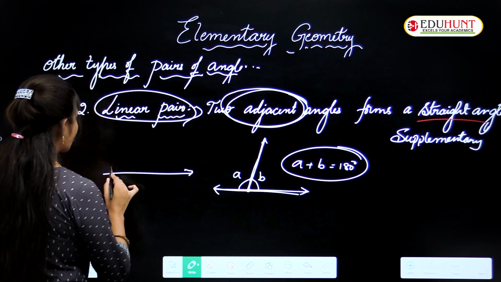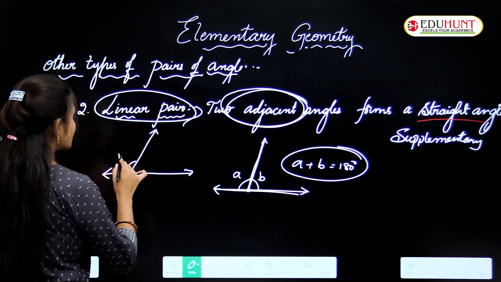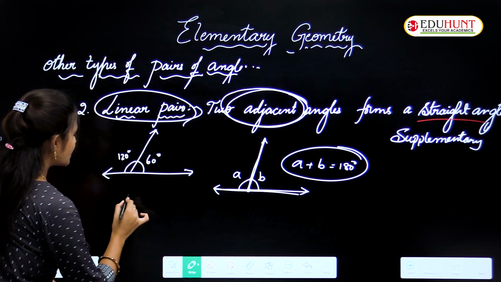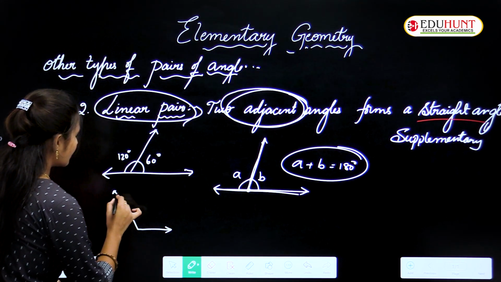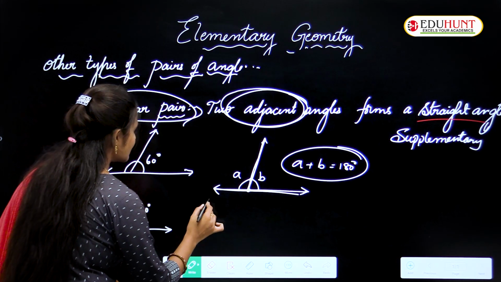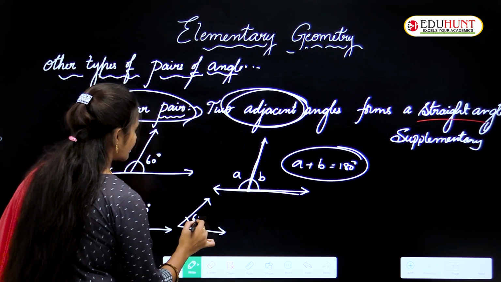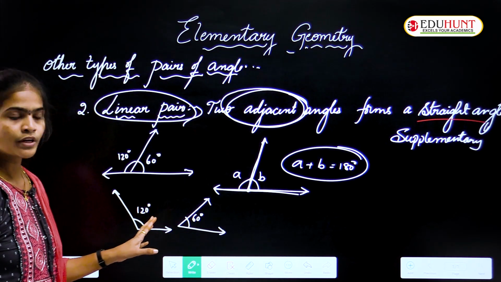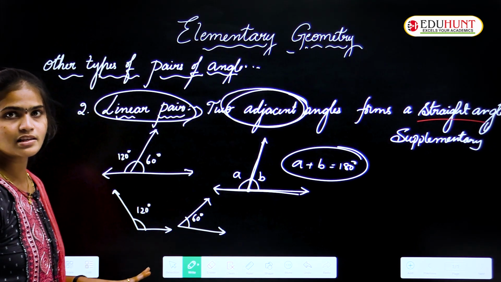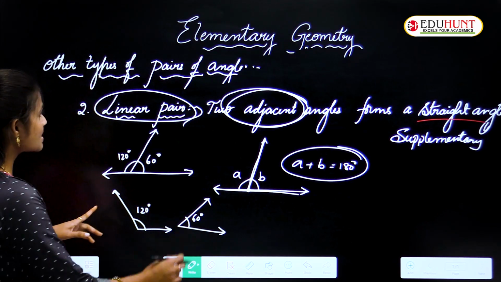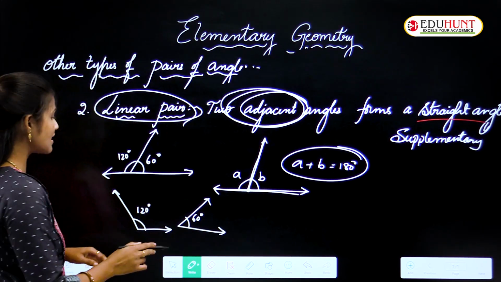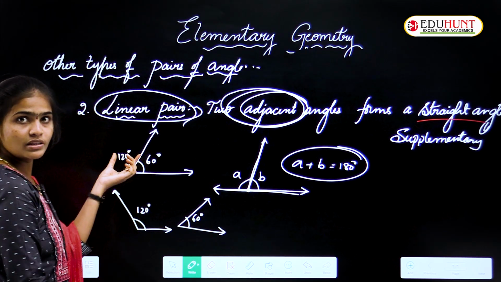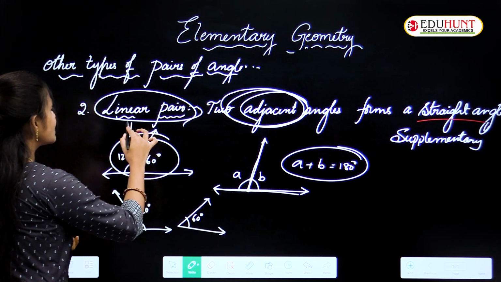Just as an example, here this is 120 degrees and this is 60 degrees. This is one example. Another one: this is 120 degrees and this is 60 degrees. Just see the difference. Here this is 120, this is 60, this is 120, this is 60. So the sum of these two is equal to 180, and the sum of these two angles is also equal to 180. But what I am saying is that those two must be adjacent angles. Are these two angles adjacent or not? 120 and 60 have the common arm. So we can say that this one forms a linear pair.